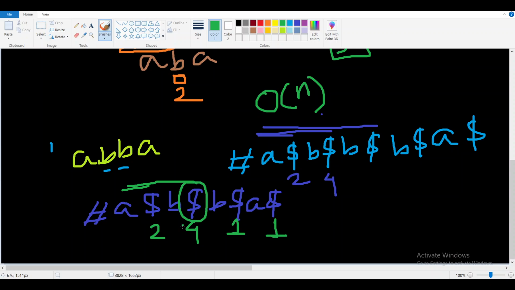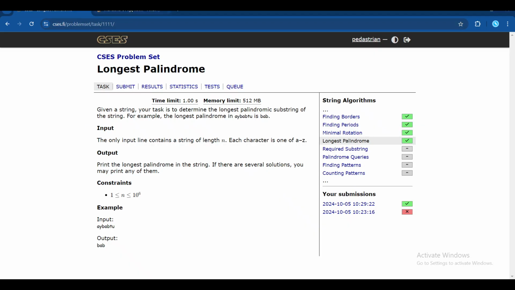So now when we get 4, that means we have 4 length here. So if we take 4 by 2, we'll get our desired answer. I hope you get it. Now let's go to the Manachar algorithm.